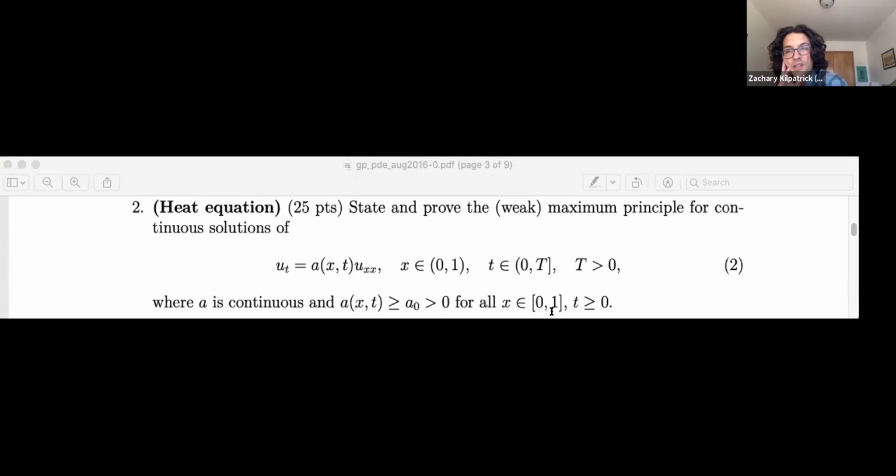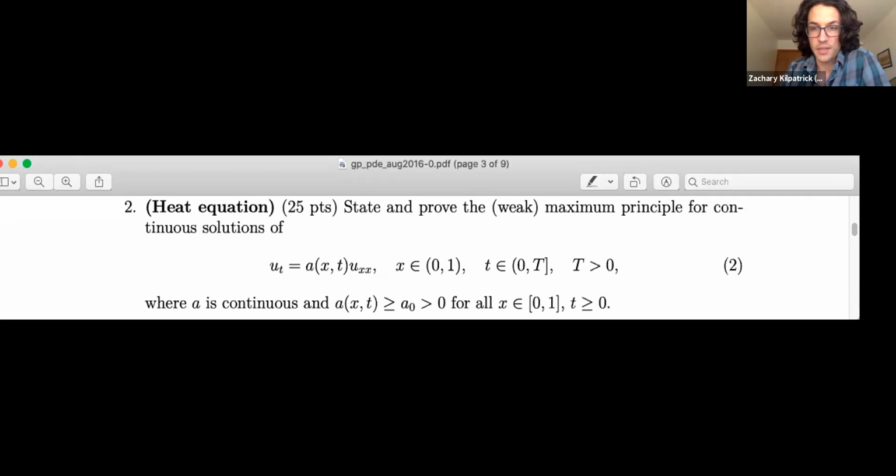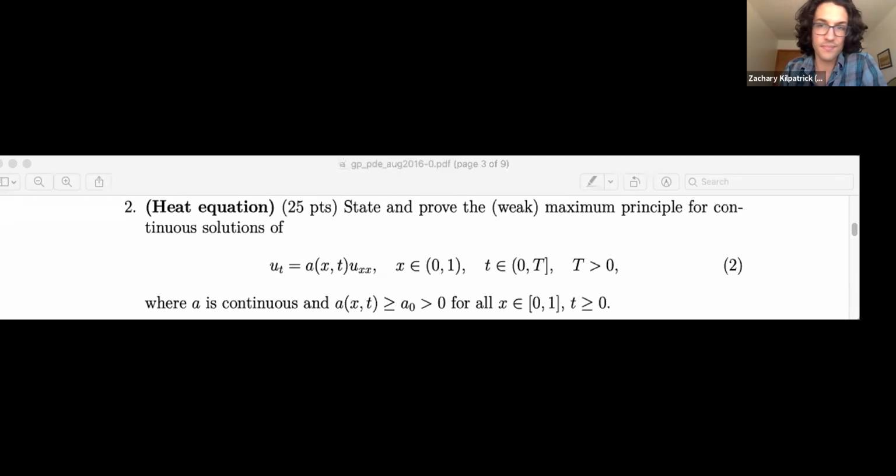So the first part would probably just be to make sure you remember what the weak maximum principle is. And obviously, if you get stuck, you can look it up for yourself. All right. Well, hopefully you had a chance to at least get started on it. Does anybody want to talk about this problem?